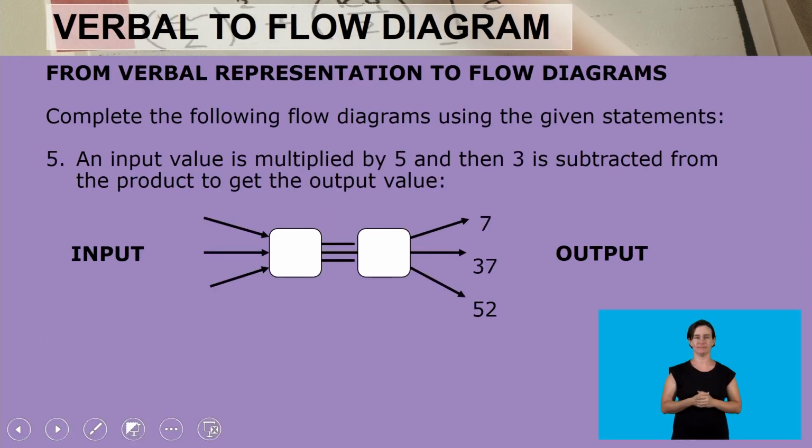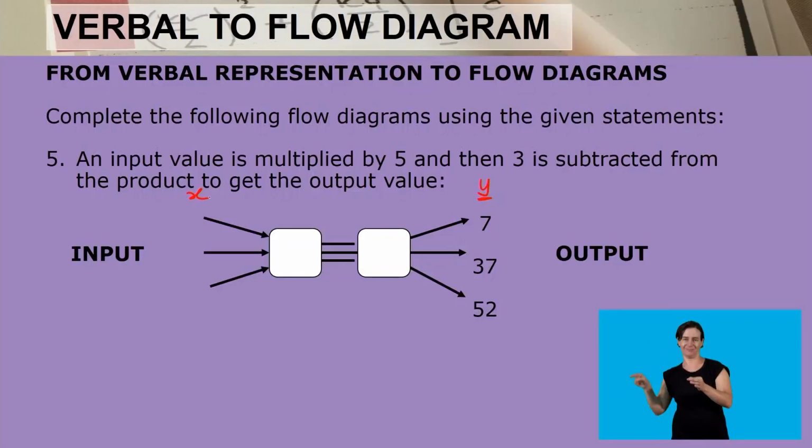Now, for the next question, we are given the verbal representation, so it is written there for us. When we read it, we know what we must do. But when we look at our flow diagram, we have been given the output values, which are the Y values, and we need to find the input values. It says an input value is multiplied by 5, so whatever value we start with is multiplied by 5, and then 3 is subtracted from that product.